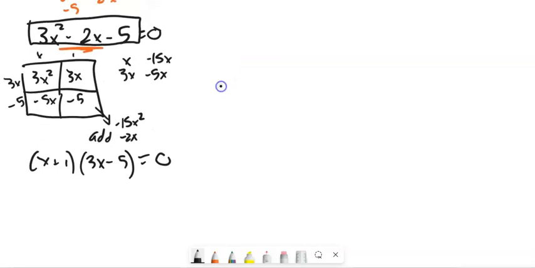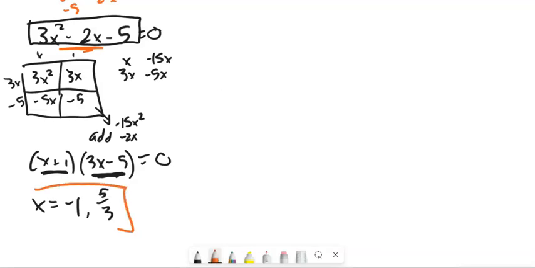Good. And so what that means is either this is equal to 0, so subtract 1, x equals negative 1, or this is equal to 0: add 5, divide by 3, 5/3. Those are my answers. Notice if I took negative 1 and plugged it back in, it would give me a 0. Plug 5/3 in, it also gives me a 0.